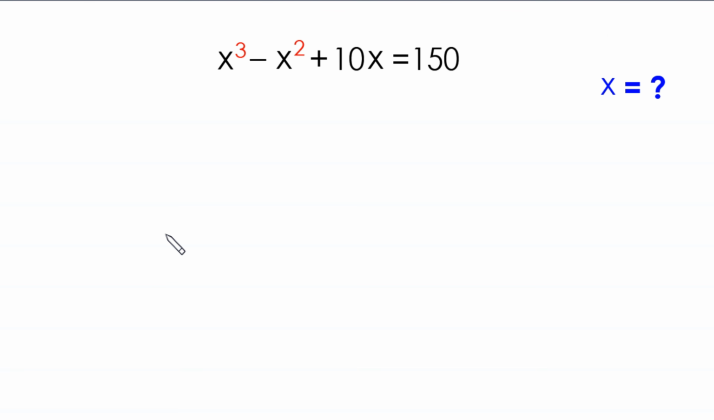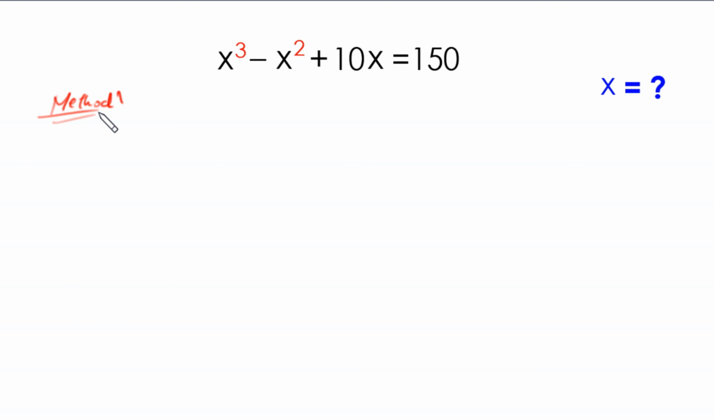Hello everyone, welcome to how to solve this very nice cubic equation. x cubed minus x squared plus 10x equal to 150. Our job is to find all possible values of x. We will solve it by two methods. So let's start with method 1.